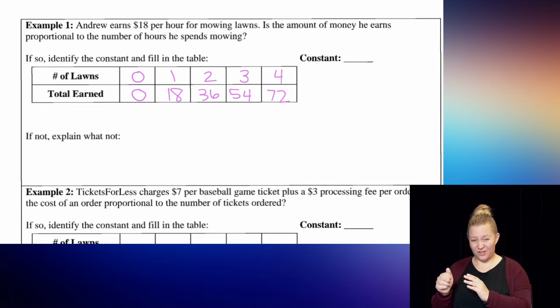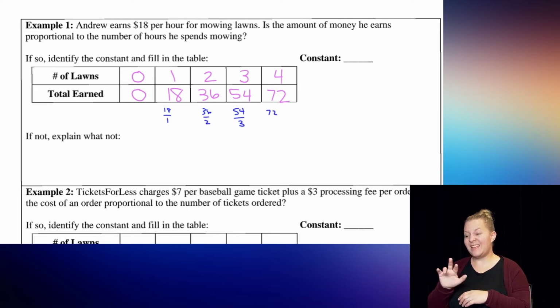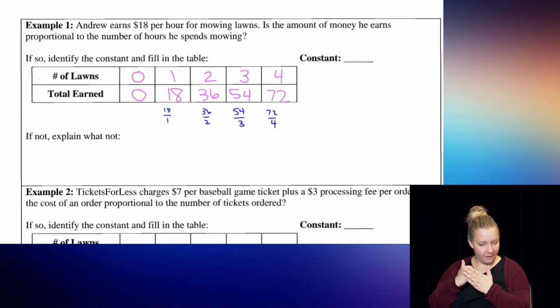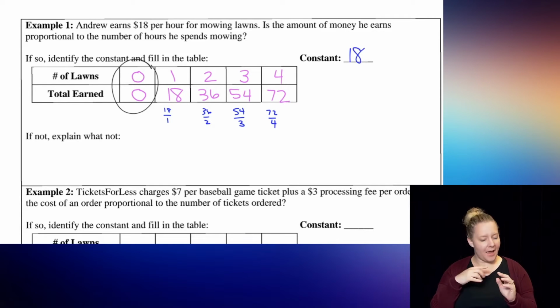So therefore, the constant here, well, let's just double, triple check. But again, you would take 18 divided by 1. You would take 36 divided by 2, 54 divided by 3, and 72 divided by 4. I'm going to go ahead and help us out again that there is a constant, which is 18. However, let's talk about one thing real quick. So I purposely started at this ordered pair.